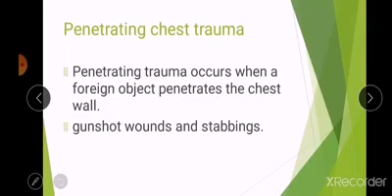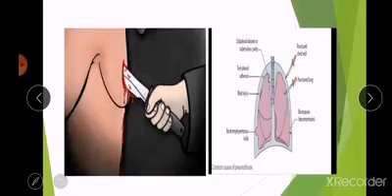Penetrating chest trauma occurs when a foreign object penetrates the chest wall. So, dito meron na siyang opening. Iyon yung pagkakaiba ng blunt tsaka ng penetrating chest trauma. May opening na ang penetrating. So, ito, that's the chest. Okay, yung isa, punctured lang ang chest wall. Yung isa naman, up to the lungs. Hanggang doon na yung affectation.